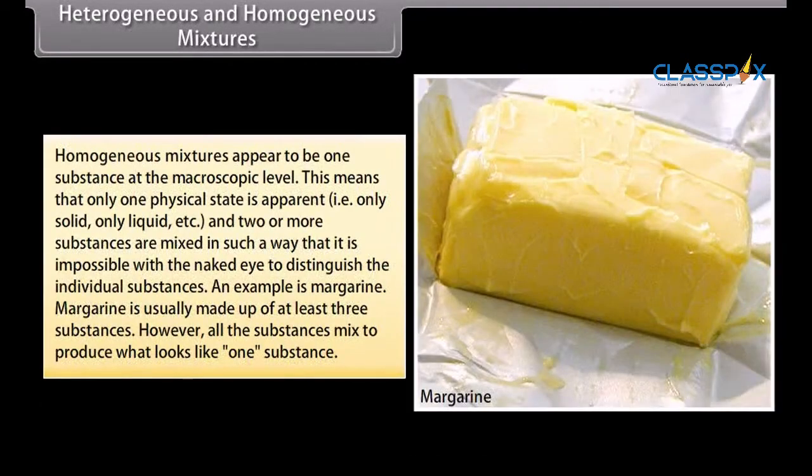Homogeneous mixtures appear to be one substance at the macroscopic level. This means that only one physical state is apparent, that is, only solid, only liquid, etc., and two or more substances are mixed in such a way that it is impossible with the naked eye to distinguish the individual substances. An example is margarine. Margarine is usually made up of at least three substances. However, all the substances mix to produce what looks like one substance.